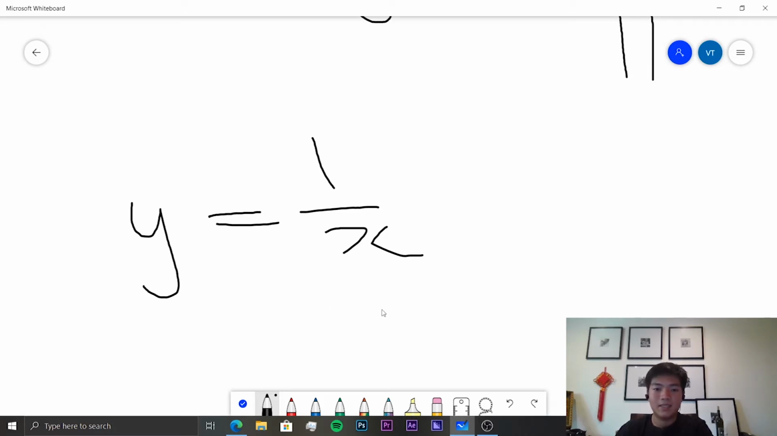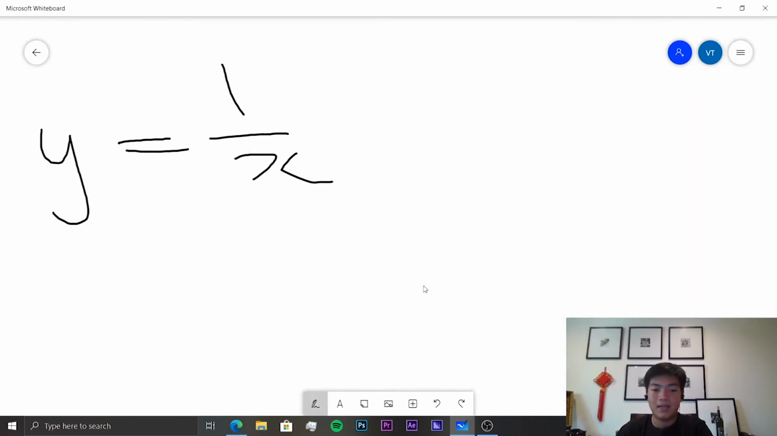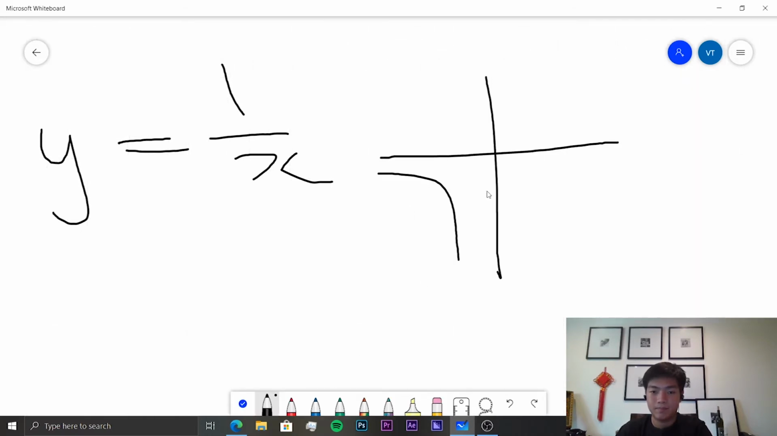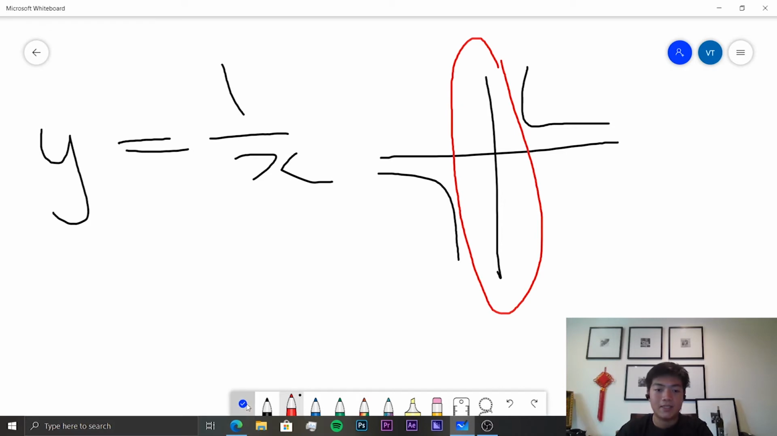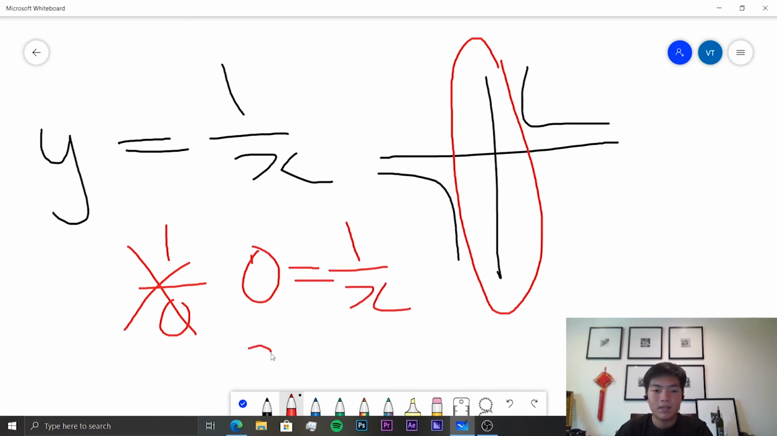the graph looks like this, and that's because there's clearly no value for the function when x equals 0, since we can't divide by 0. Similarly, when y equals 0, so 0 is equal to 1 over x, you also can't divide by 0, since you have to solve the equation x is equal to 1 over 0, and the answer simply doesn't exist.